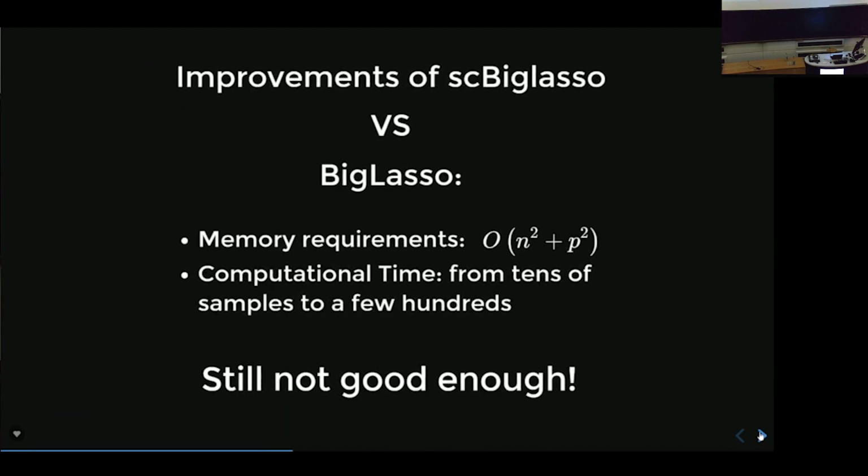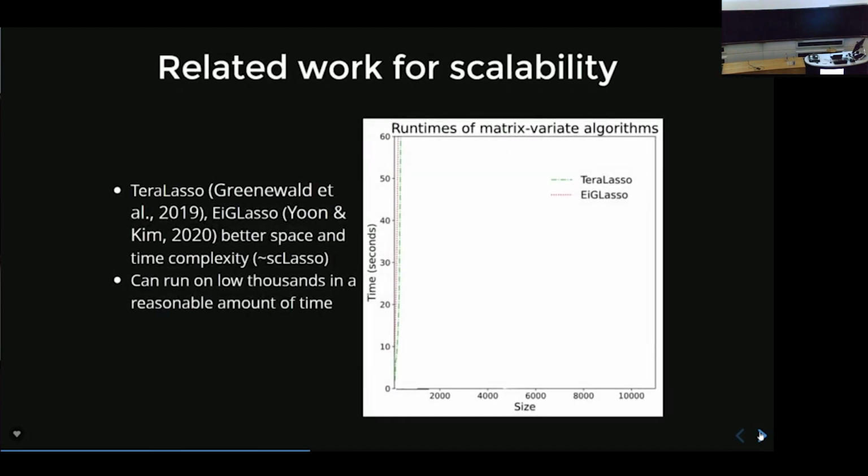Now, there was an improvement, as what we were saying. We scaled a lot on the memory. And also, this implied an improvement on the computational time. We went from tens of samples to a few hundreds, but this was still not good. So we looked at other approaches that were developed in the meantime.